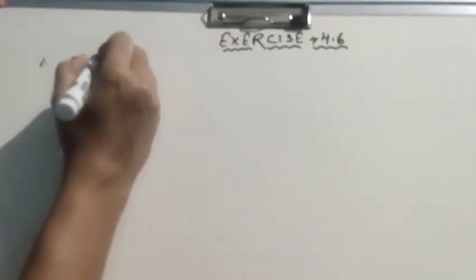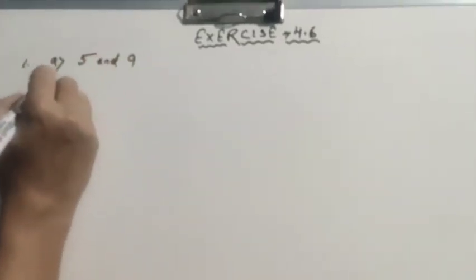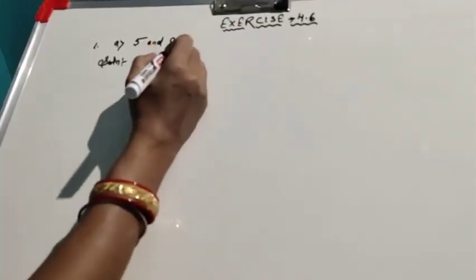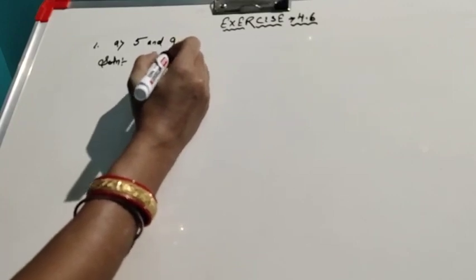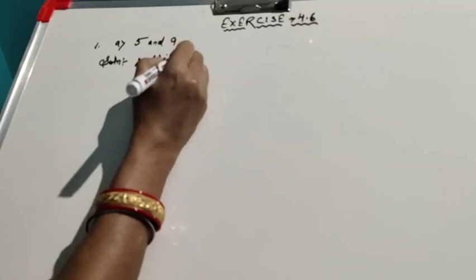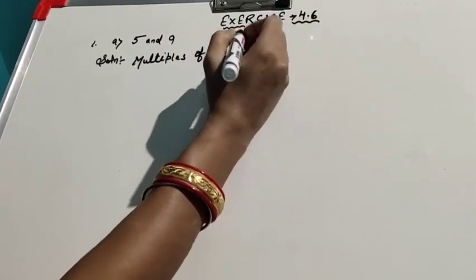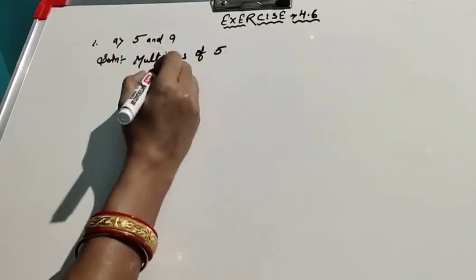Question number 1A is given: 5 and 9. We have to solve by the common multiple method, so we will start with the multiples of 5. What do we have to write here? You have to write the 5 table.